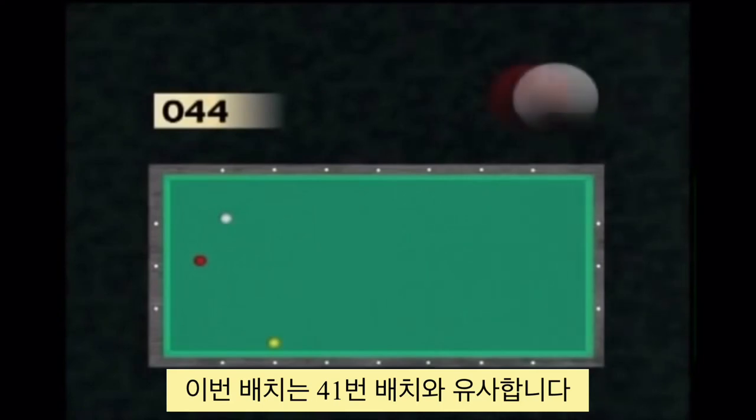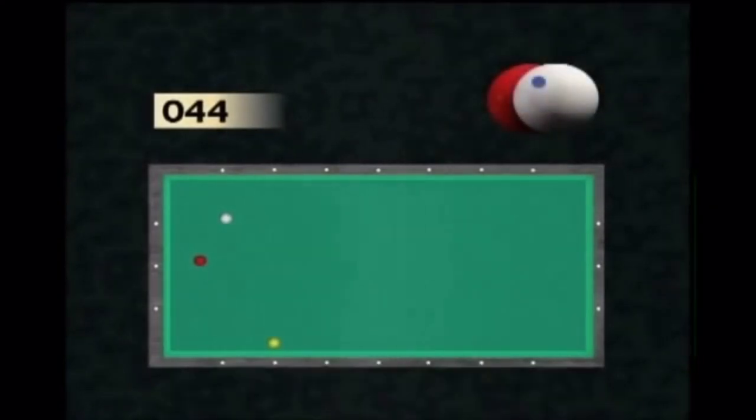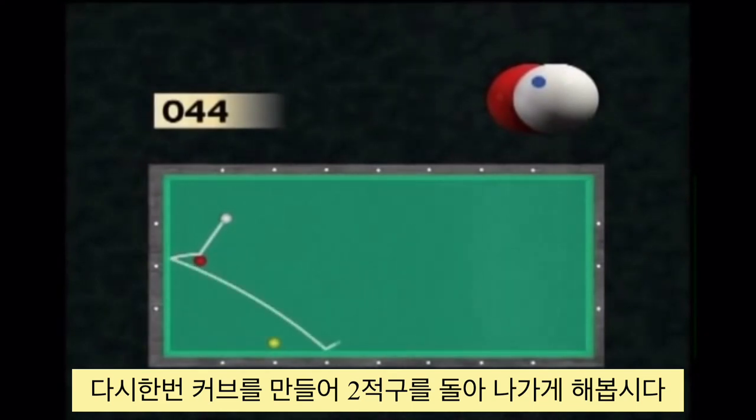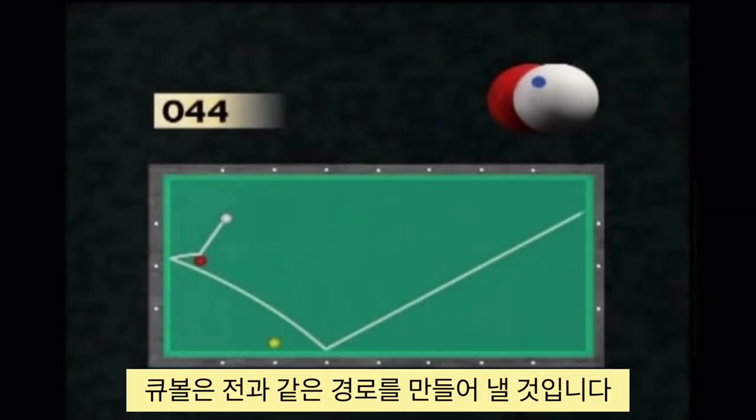This point is close to the previous ones. Again, the player can create a curve using the red ball as a support. The white ball finds again the good course via three cushions.